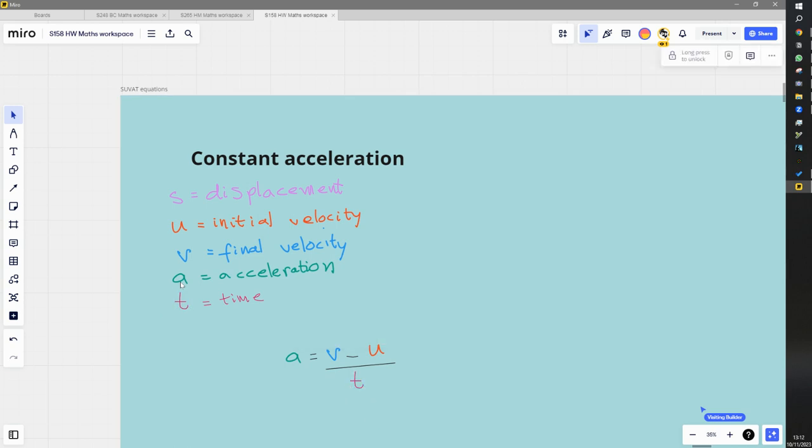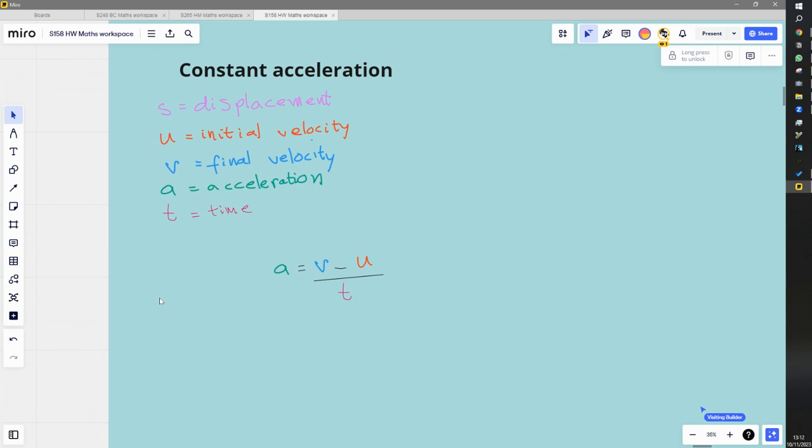And if you rearrange this, you'll get the first of the equations. So what I'm going to do is multiply both sides by t. That'll give me at is equal to v minus u. And then I'm going to add u to both sides. So that will give me the equation that is normally seen: v is equal to u plus at. So that's our first equation then.